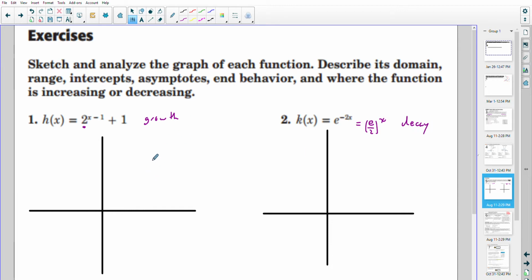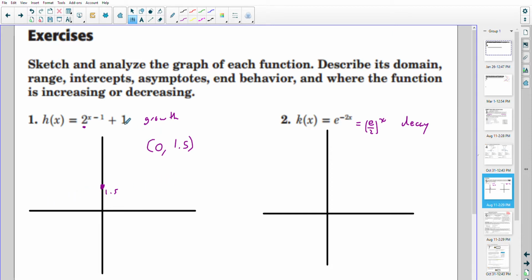Now, what I like to do is find out what the y-intercept is and draw the graph off of the y-intercept. So the y-intercept is where x is equal to 0. So when you put a 0 in for x, you're going to have 2 to the negative 1, which is 1/2. 1 plus a half is 1 1/2. Therefore, your point is equal to (0, 1.5). You know it's a growth case.